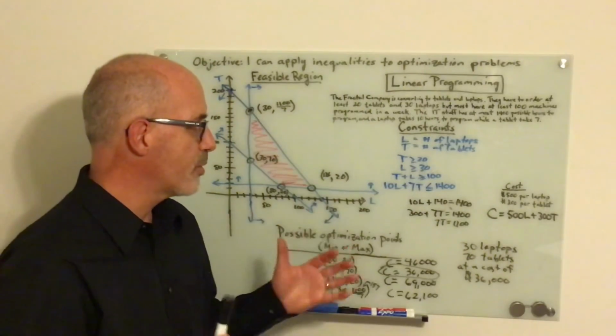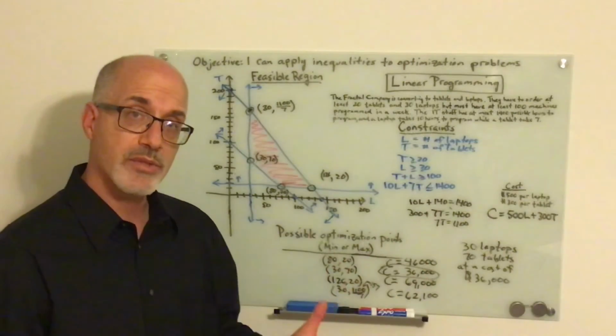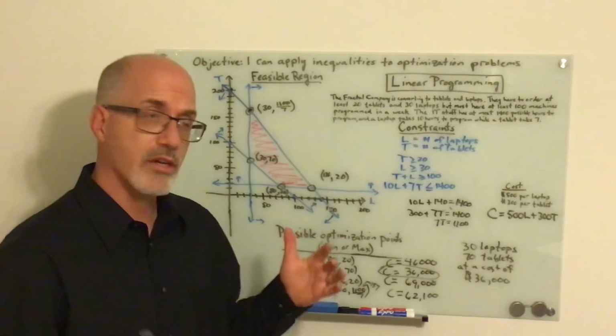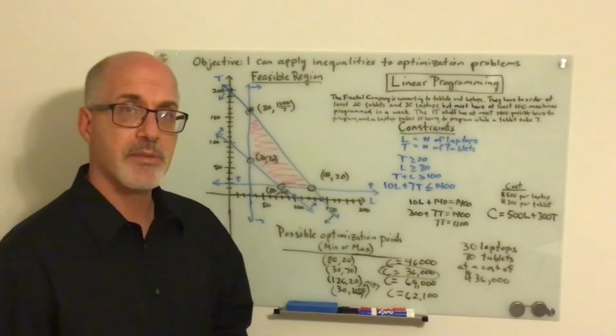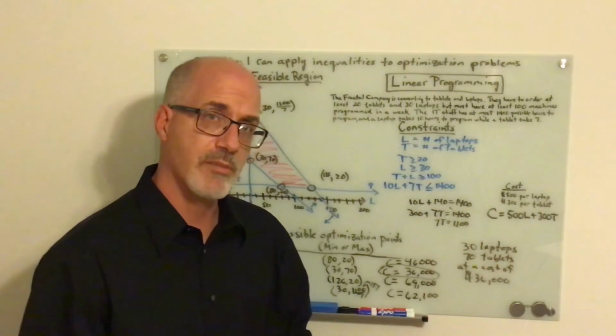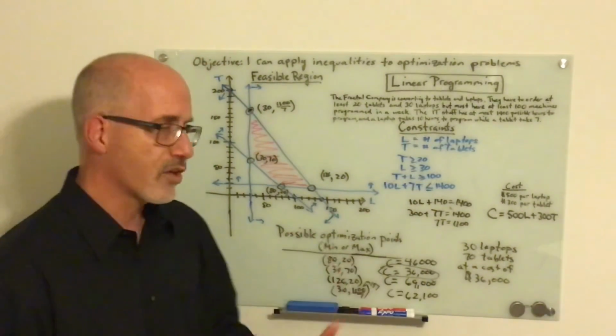So what you do is you come up with the constraints from the word problem, write out those inequalities, graph the feasibility region, look at the corners for your minimums and maximums, determine what your cost or profit statement is, minimize cost, maximize profit, and solve your problem.